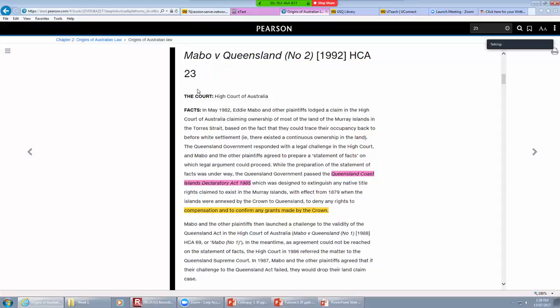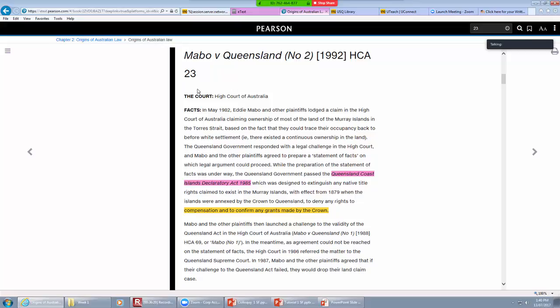Number 2. Why is it number 2? Does that mean that there's a number 1? Yeah. And then you have something between brackets saying it's 1992, and then it says the HCA. Okay? Now there's a section in your textbook that tells you why it is brackets, not parentheses, and what it means to say HCA rather than to put something like one of the law reports. We'll leave that for you to look at.